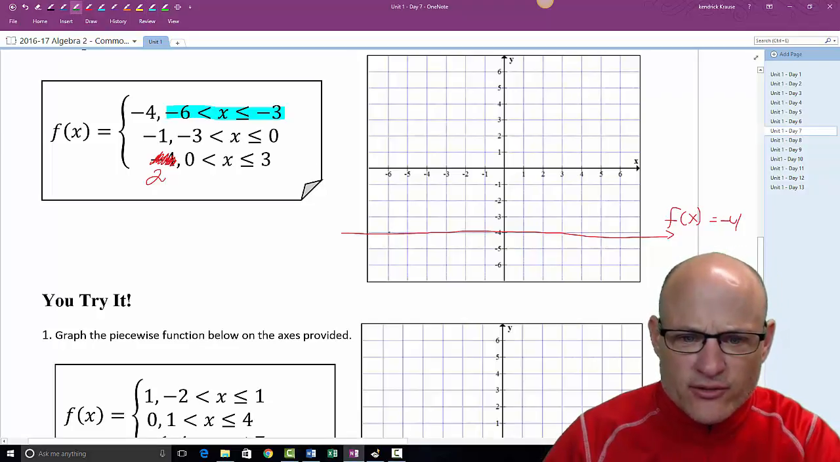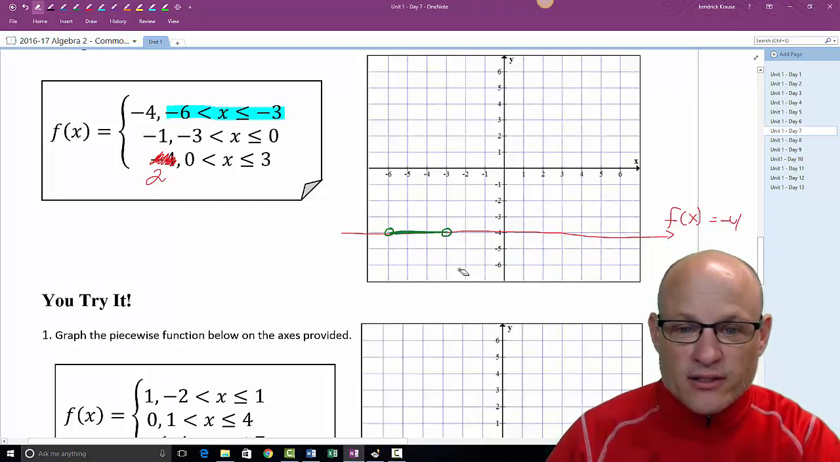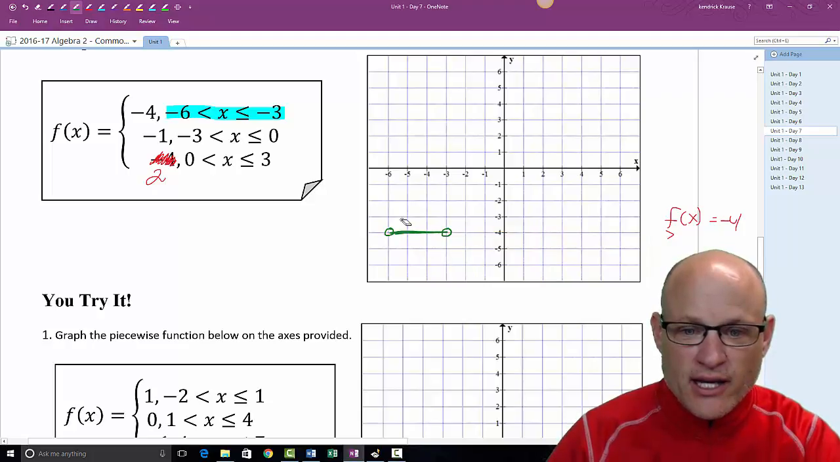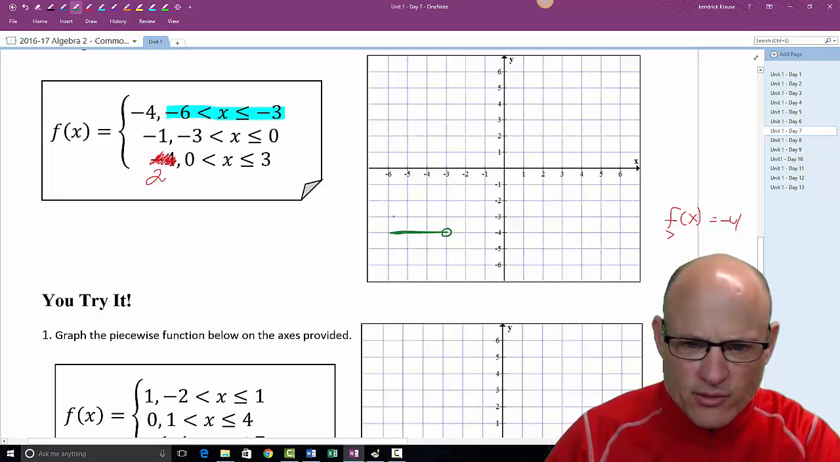So here's -6. Put an open circle there. And here's -3. We'll put an open circle there. I only want this piece. I don't want that whole thing. So let's get rid of those. And maybe I'll draw better circles around. I didn't like this circle very much.